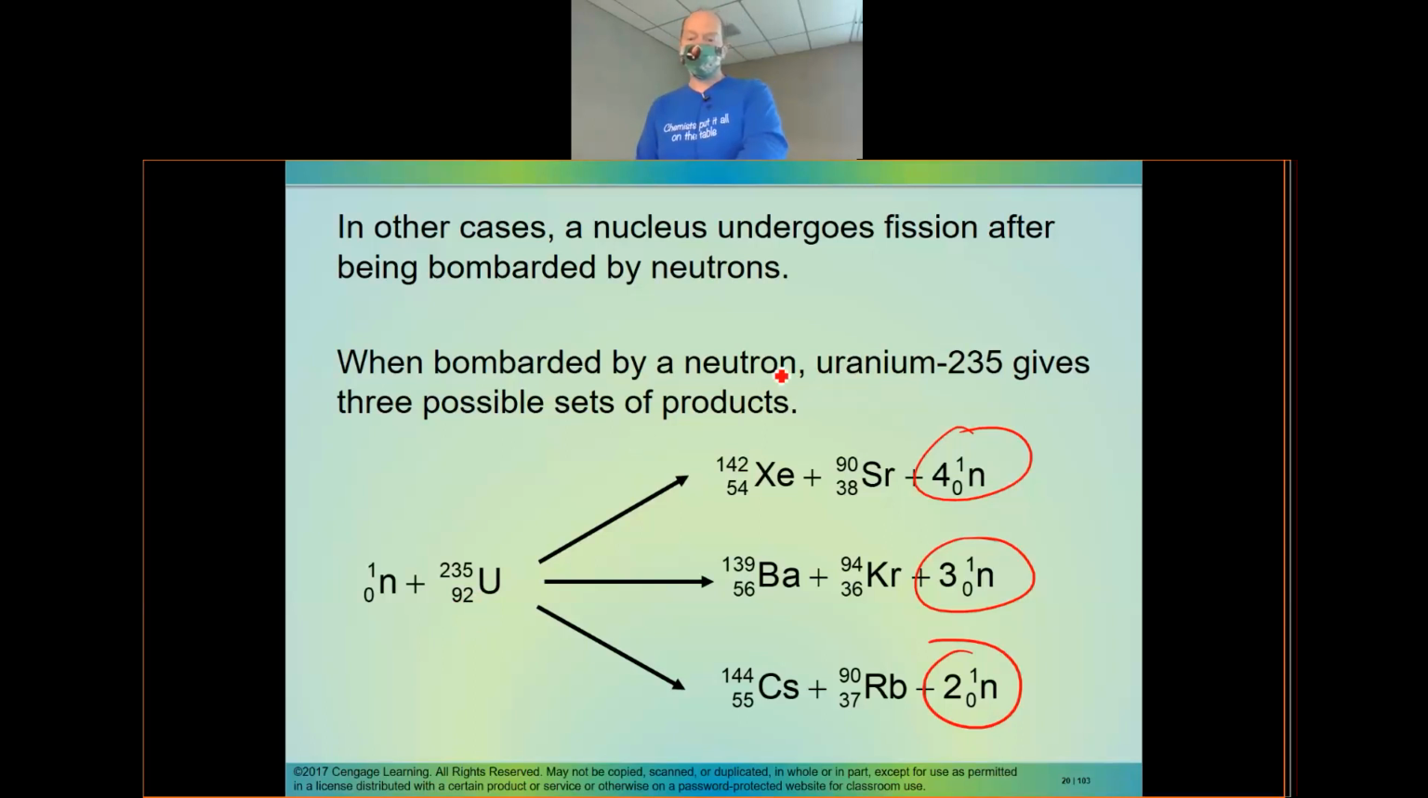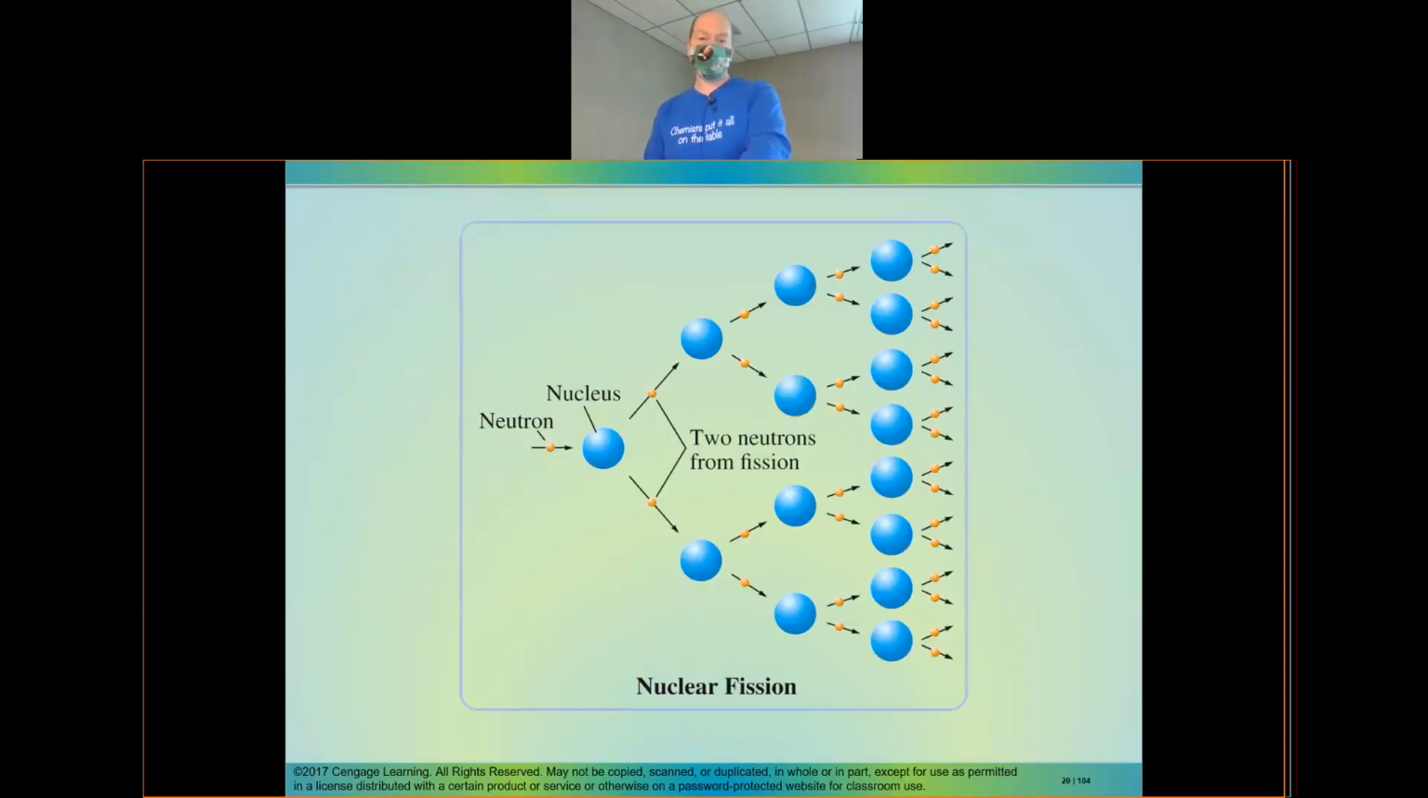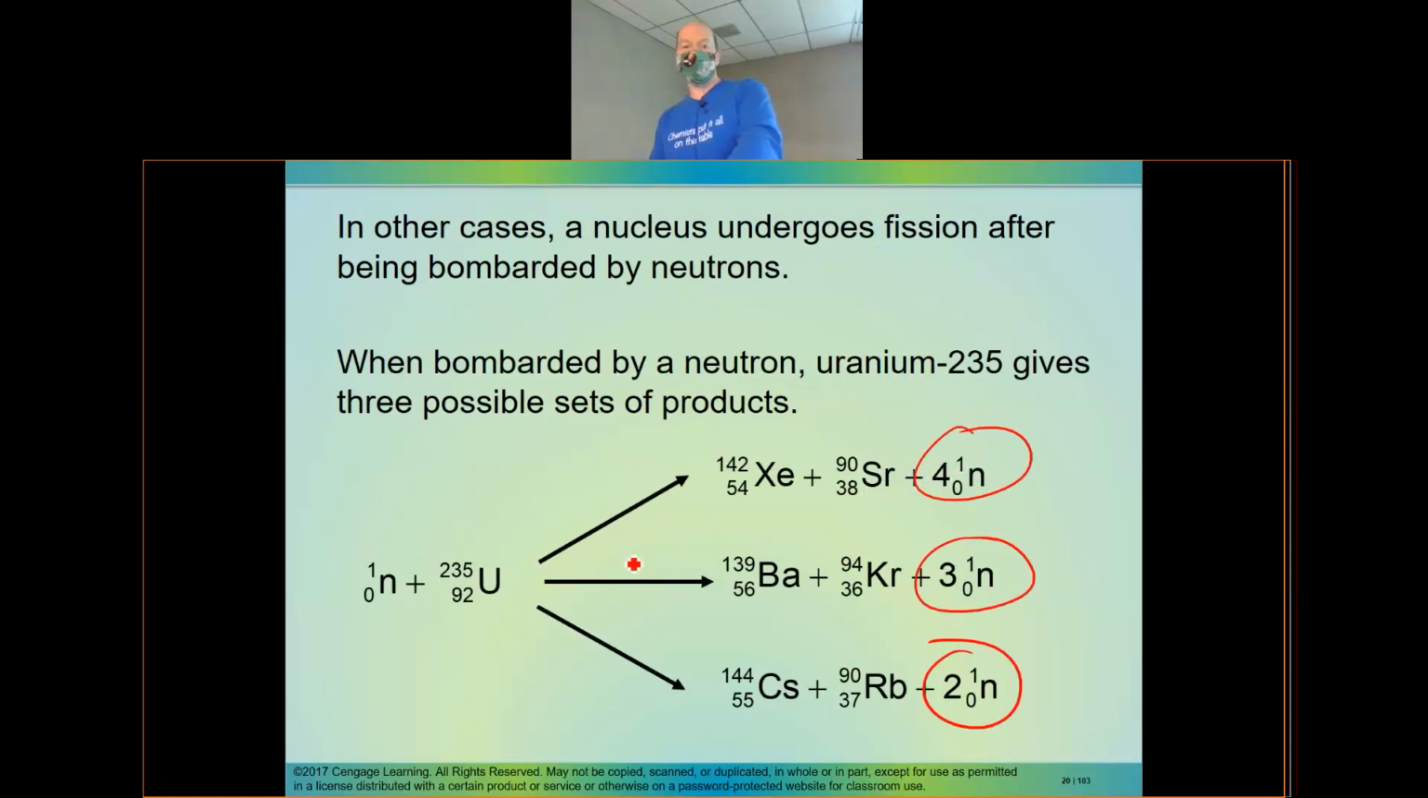So your large nuclei breaking into smaller nuclei and giving off neutrons. That is a fission reaction. And so that is a chain reaction. So you got 4 neutrons that can hit 4 more uranium-235s, and all of these give off a lot of energy. So another thing to know about fission and fusion, they give off a lot of energy.